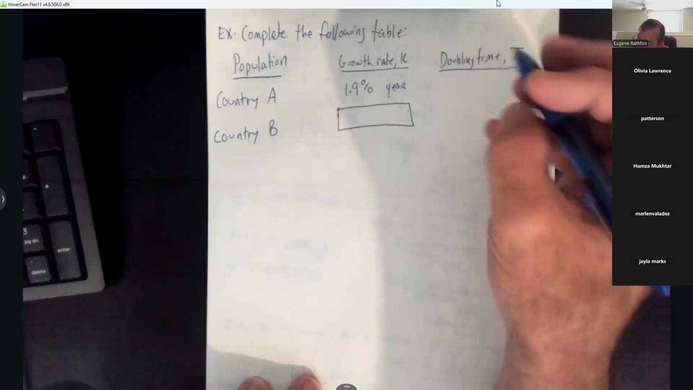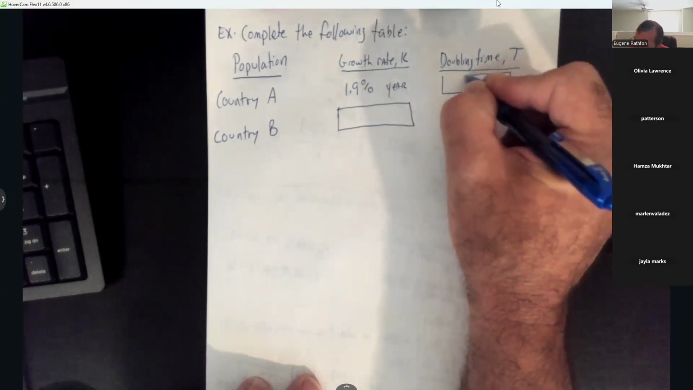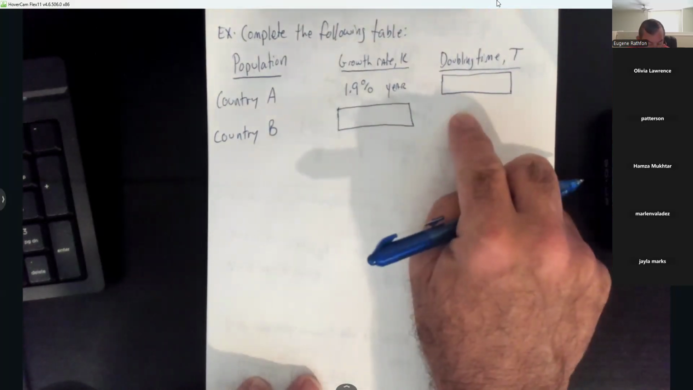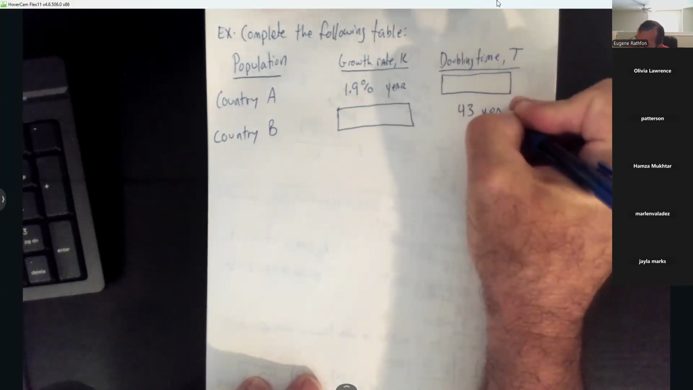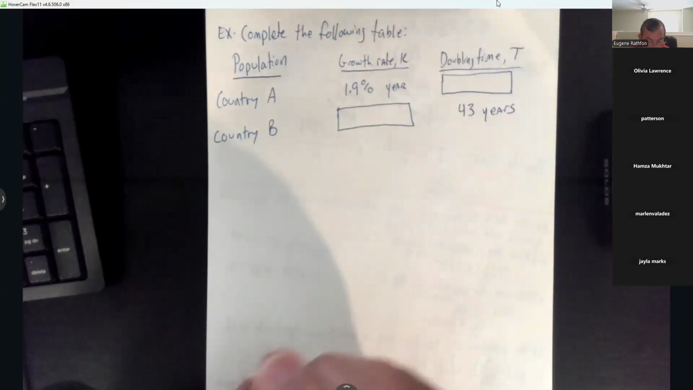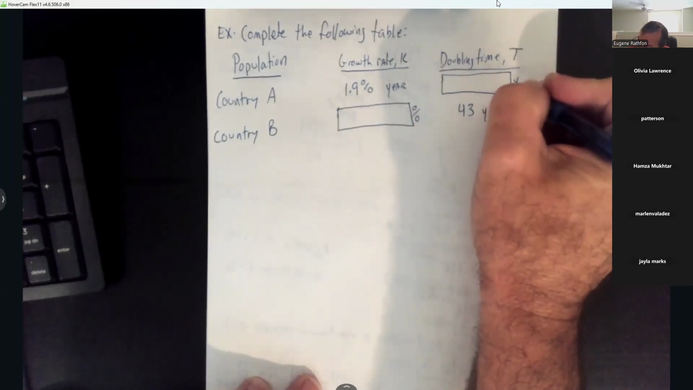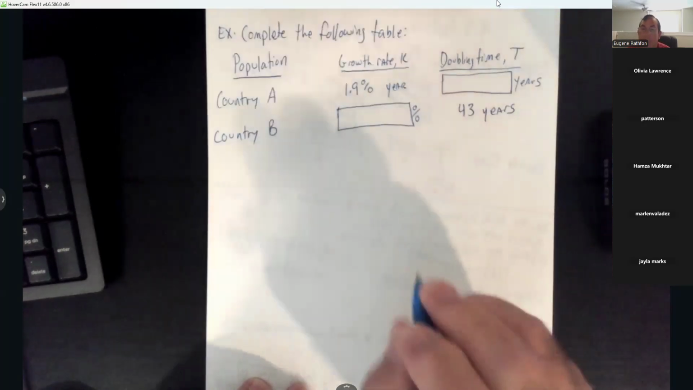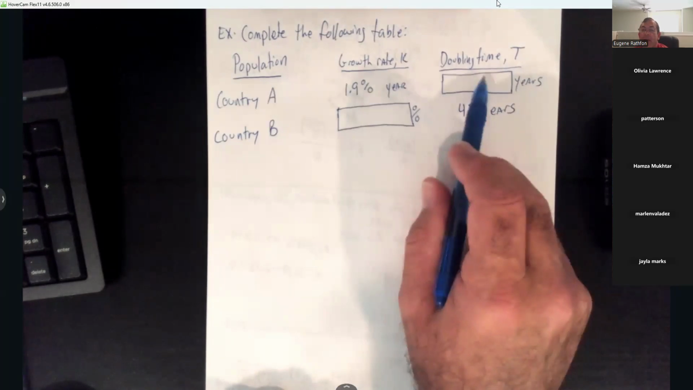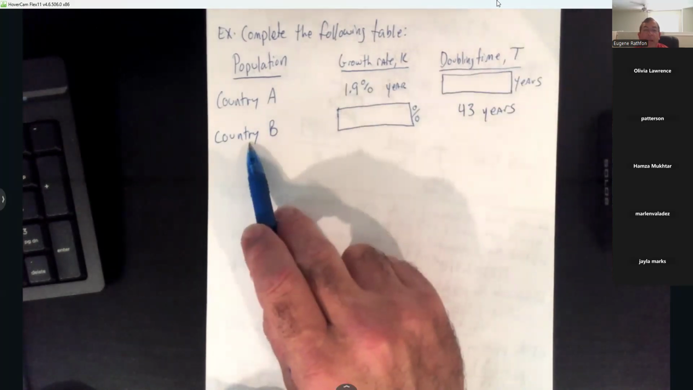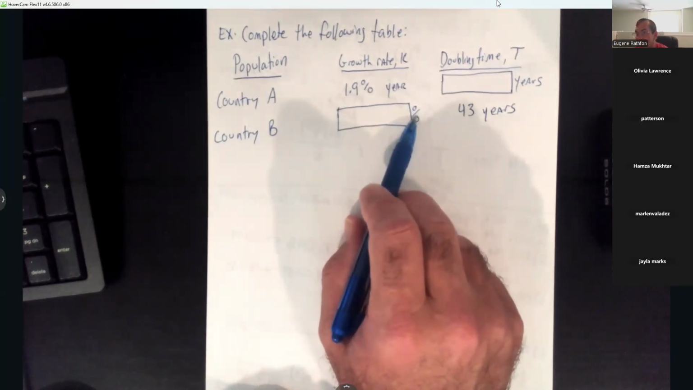Now, on doubling time, they didn't give me country A's doubling time, but they gave me country B's doubling time at 43 years. So they got percent here for that one, and then years here for that one. What we got to find is the doubling time for country A in years, and then the growth rate for country B in percent.